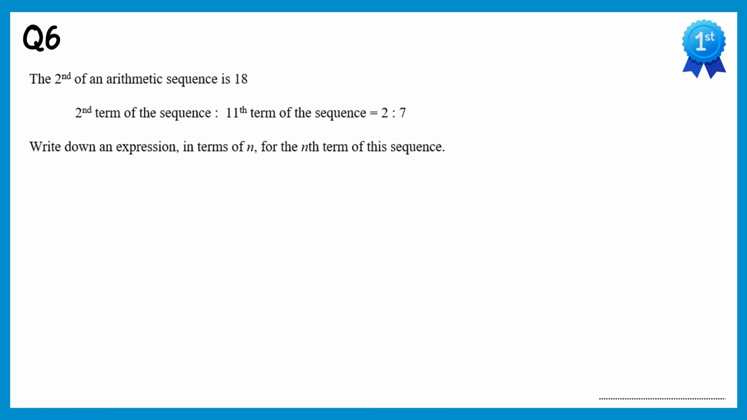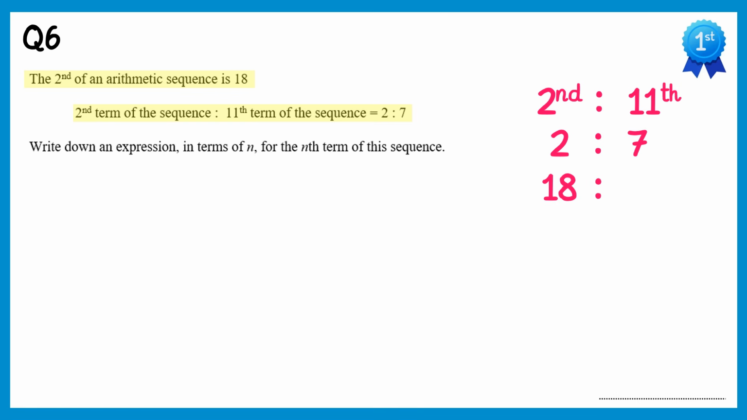In this question we've been told the second term of a sequence is 18, and also the ratio of the second term to the 11th term is 2 to 7. So let's write that ratio down. We've got the second term to the 11th term in the ratio 2 to 7, but we know what the second term is, that's 18, so we'll write that underneath the 2.